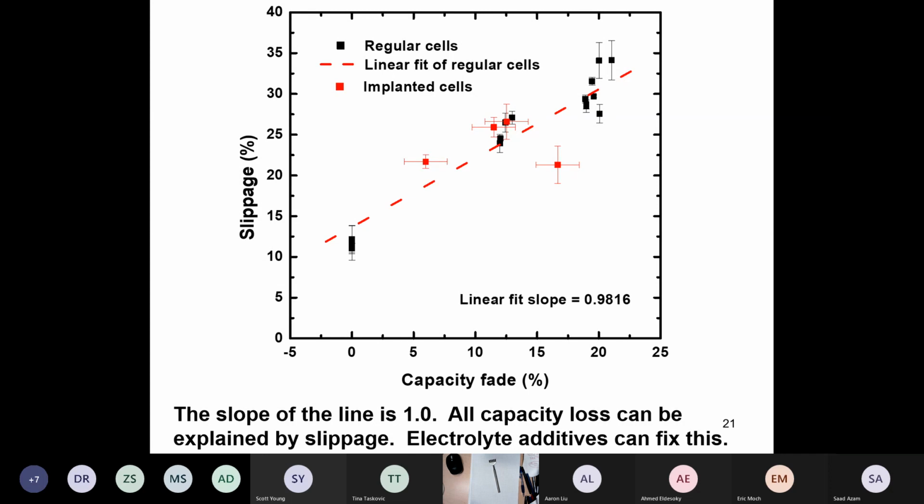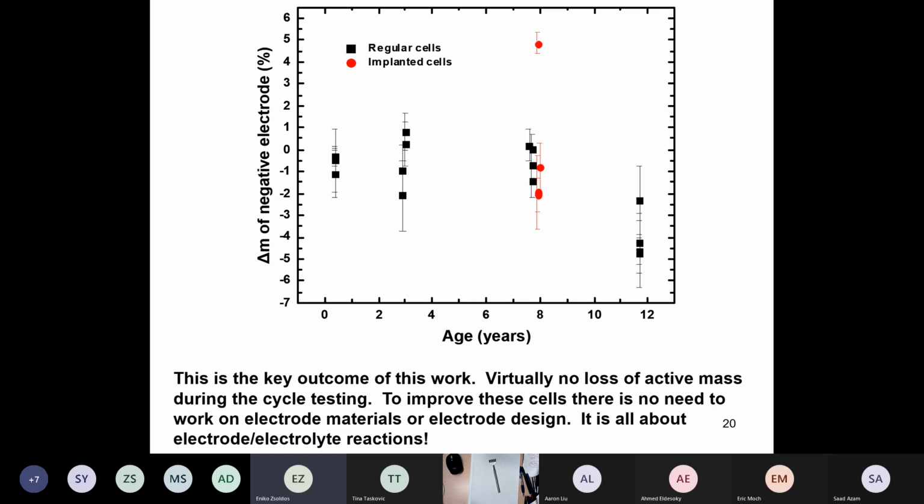Any questions about this before I go on to the next case study? On the previous slide, it looked like there was a negative electrode mass that was increasing in some cells. Is there a physical explanation for why that happens? This one here? Yeah, or even some of the other ones that are hovering around 1.